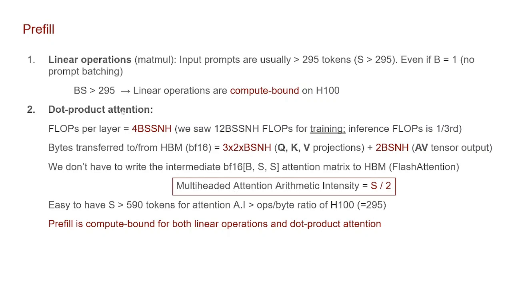So the arithmetic intensity of dot product attention for prefill, we divide flops by bytes, and that turns out to be S by 2. And if we have S greater than 590, then this arithmetic intensity is greater than 295. So dot product attention can be compute bound for prefill. And it's not so hard to make the input have sequence length, the number of tokens, be greater than 590. So it's relatively easy for us to make both the linear operation and dot product attention compute bound on the GPU.